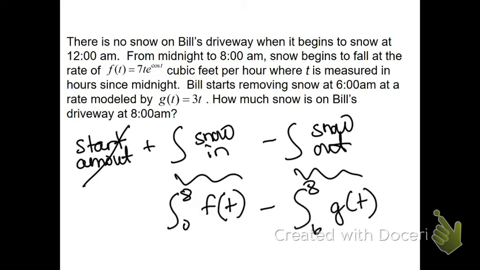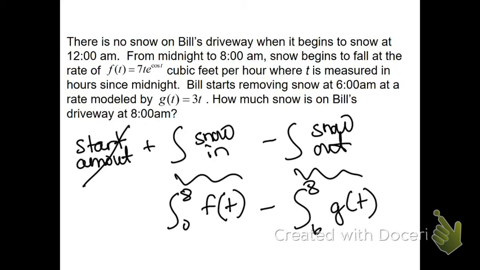Okay, so f of t was how fast it was falling, so adding, and that was from 12 o'clock to 8 a.m., so 0 to 8. But then Bill, he didn't get out there to start shoveling until 6 a.m., that lazy bum, so the bounds for this are only 6 to 8. Now make sure you know how to put that in your calculator and check your final answer.